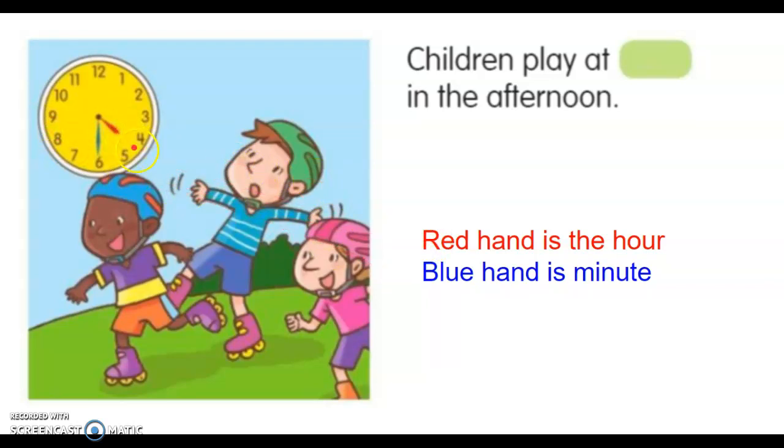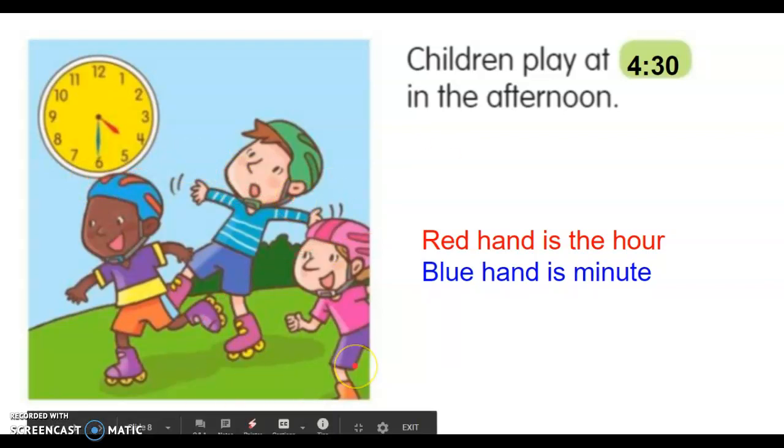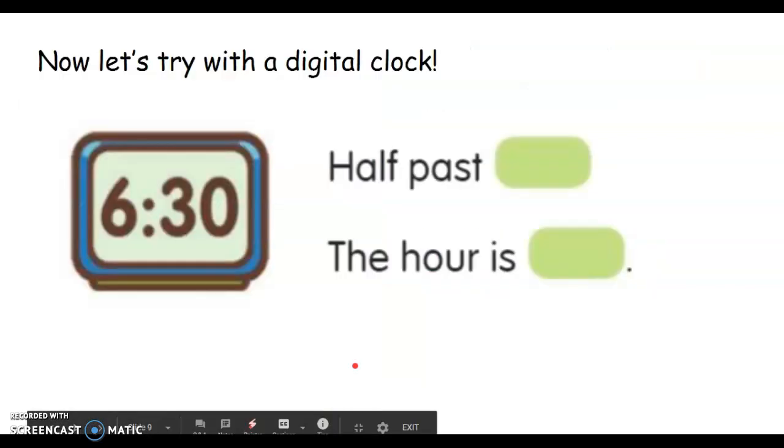So we can see it's in between the 4 and the 5, which means it's not 5 yet. It's 4, and then the minute hand is pointing to the 6, which tells us how many minutes. Remember, if 12 is 0, 1 is 5, 10, 15, 20, 25, 30. So it's 4:30. Or half past 4.